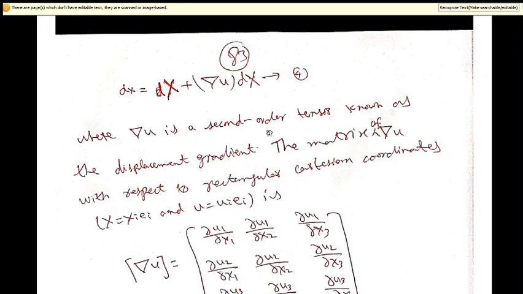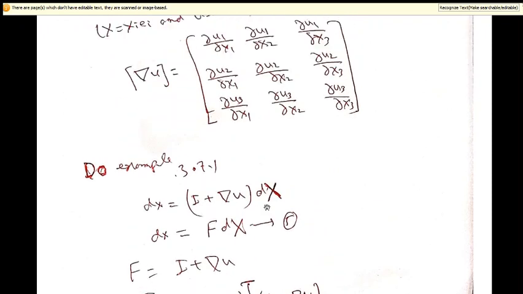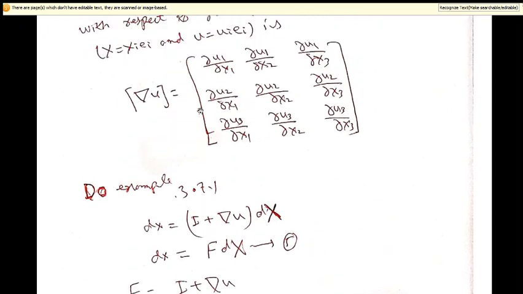This gradient of u is a second order tensor. We know that. Second order tensors like this are known as the displacement gradient, because u is the displacement vector. The matrix of this displacement gradient with respect to any rectangular Cartesian coordinates is this. This is the matrix form of the displacement gradient. Now do the example 3.7.1 by yourself.